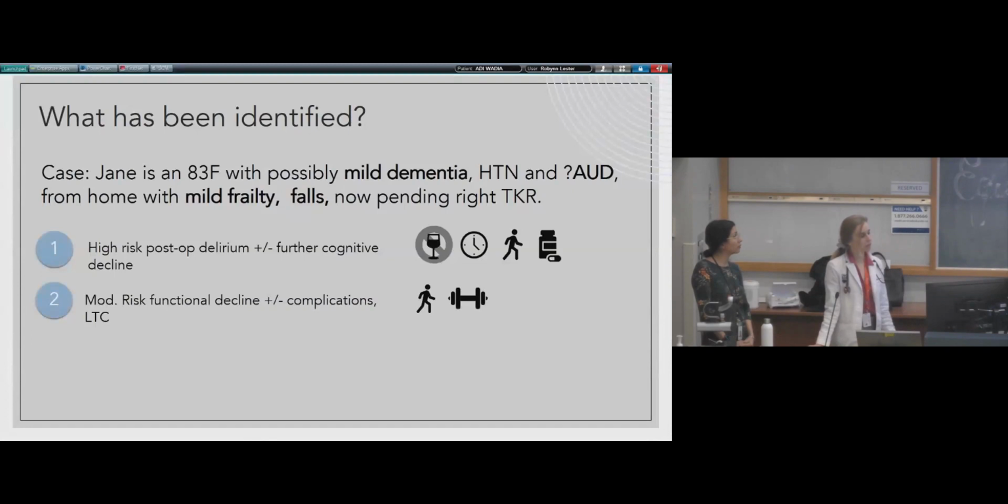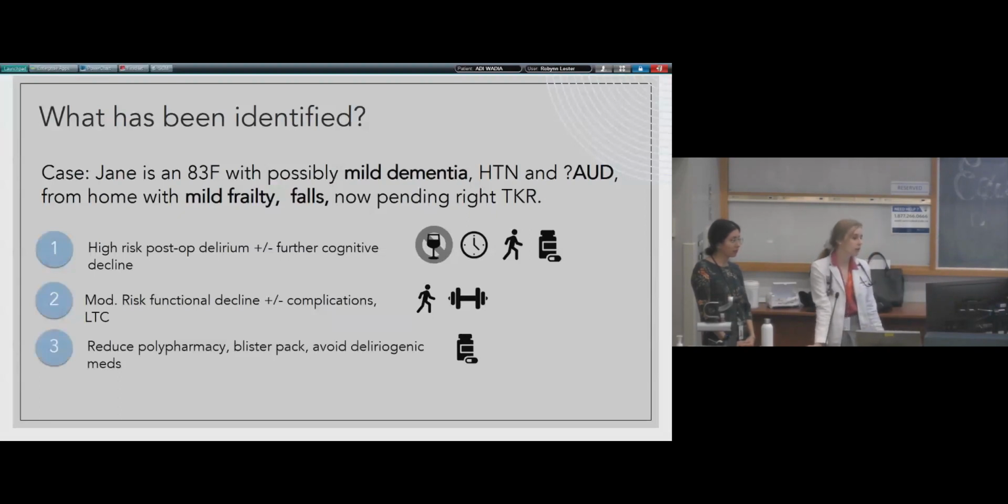We know that she's at a moderate risk of functional decline and complications. She uses a 4-wheeled walker. She doesn't do any regular activity, but if we have enough time, this is an excellent time to do prehabilitation, whether that's giving her exercises to do at home or referring her to one of our physiotherapists to work on that and develop a program.